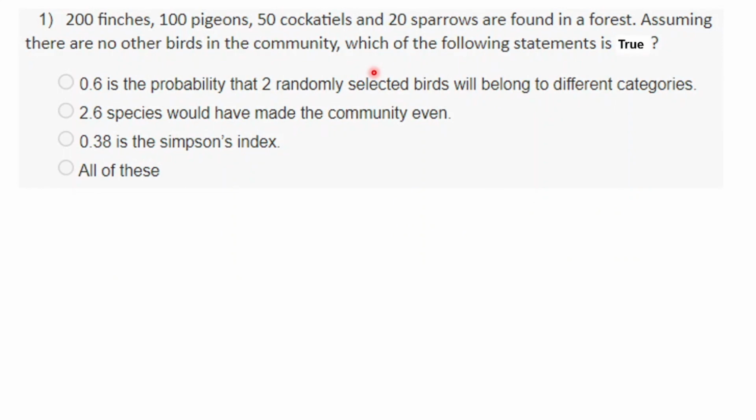200 finches, 100 pigeons, 50 cockatiels, and 20 sparrows are found in a forest. Assuming there are no other birds in the community, which of the following statements is true? Anybody? It's based on Simpson's index, which was covered. If you want to calculate, you can. Otherwise, I'll discuss the equation and the meanings. If you know the formula and the logic, you can calculate and let me know the answer. I'll stop for some time.